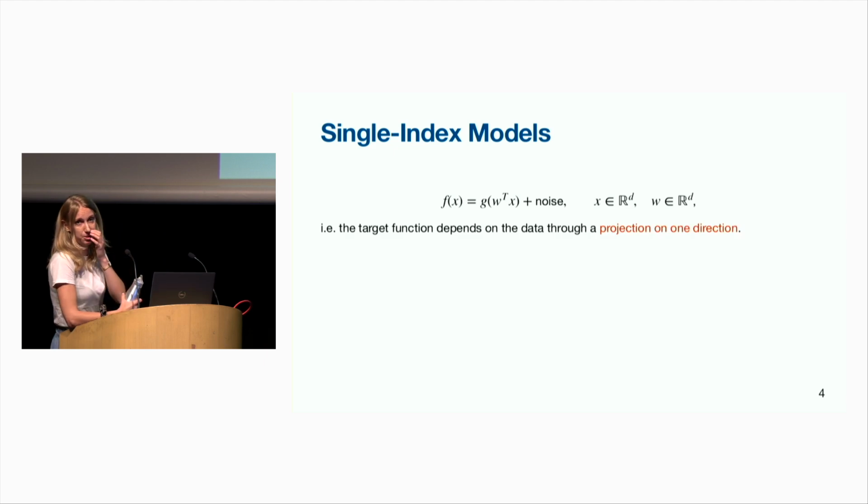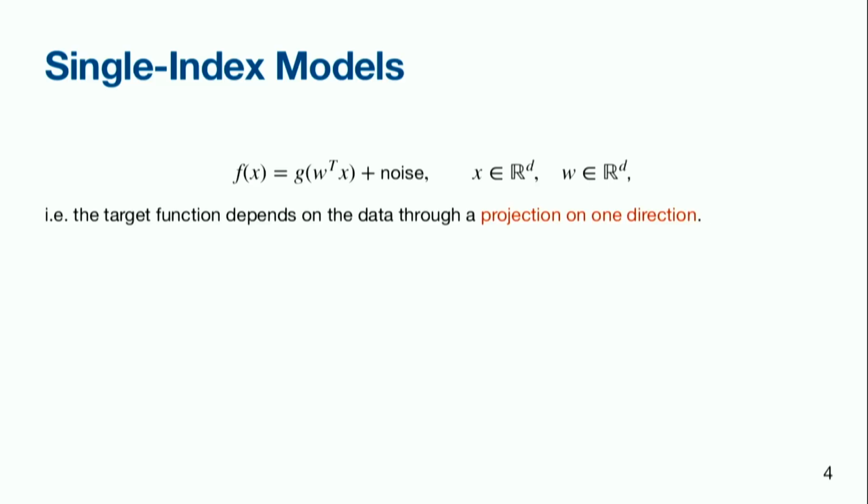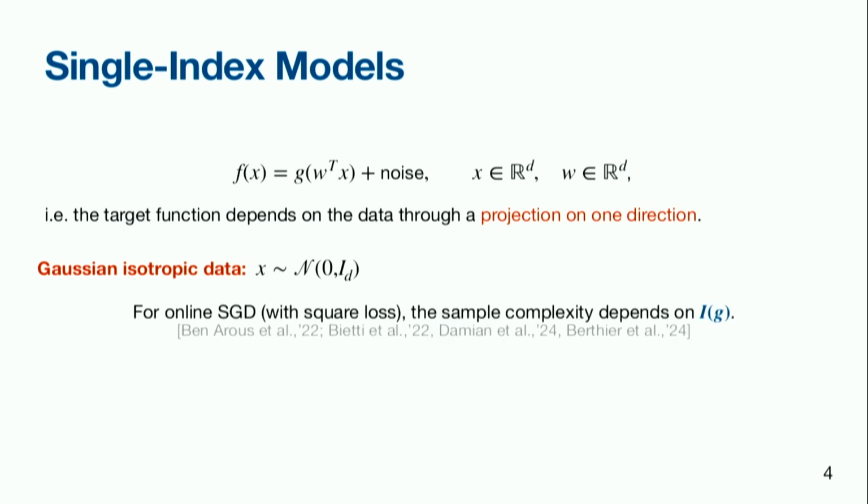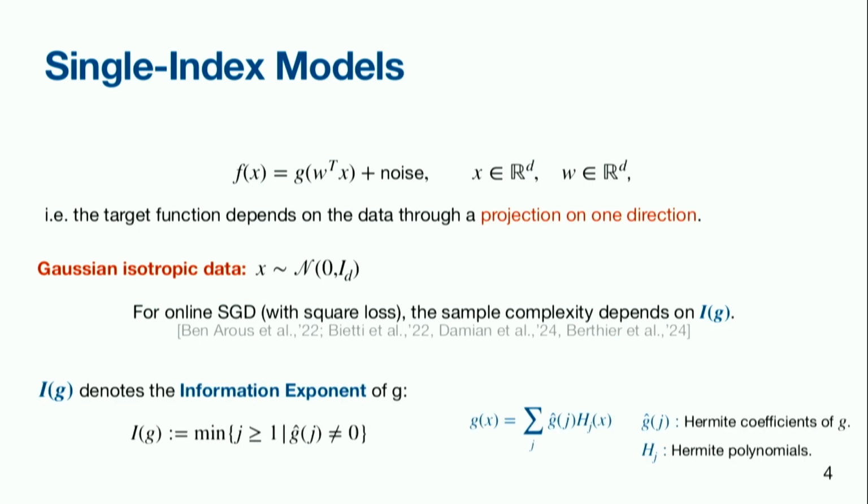So let me start with the first class of models that we consider. Single index models are those where the label depends on the input only through a projection on one relevant direction, W, and through a link function, G, which is just a real function. This is a very popular class of models. It has been extensively analyzed, especially on Gaussian isotropic data. And it has been shown that on Gaussian isotropic data, the sample complexity depends on the link function G through a quantity called the information exponent, this quantity J. It depends on the Hermite coefficients of G, and in particular it is the minimum order J such that the corresponding Hermite coefficient of G is non-zero.